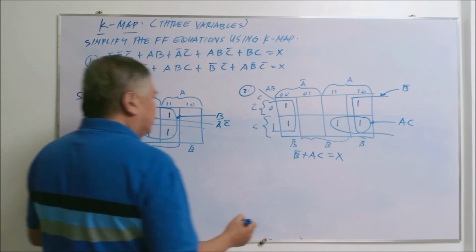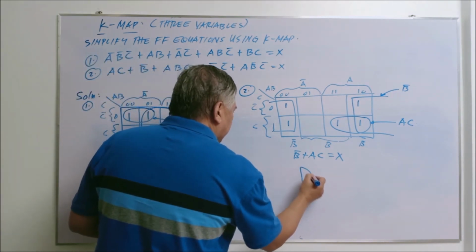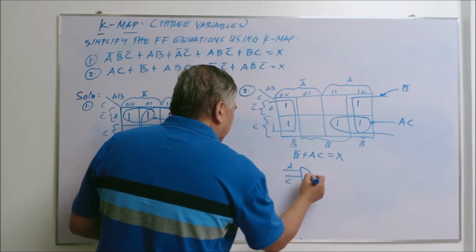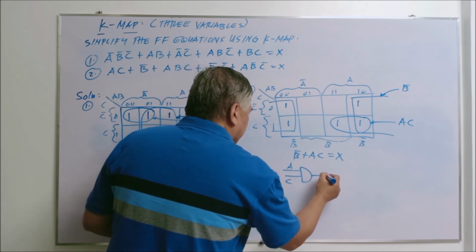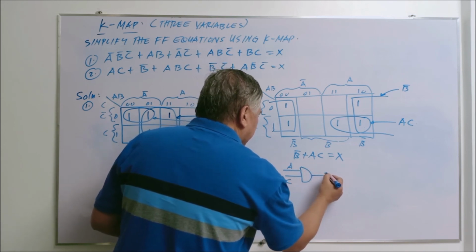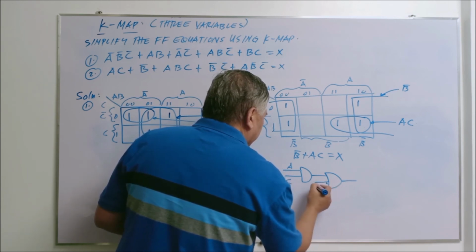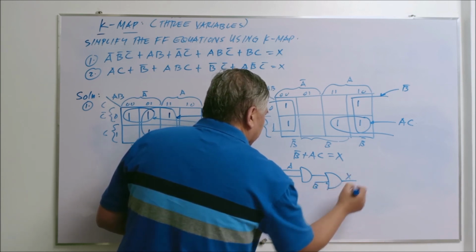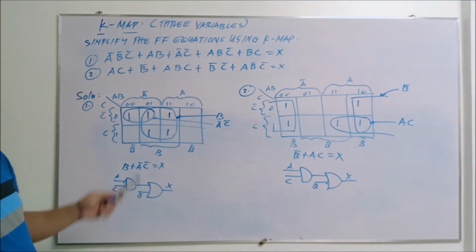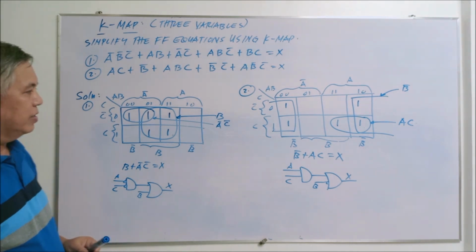So, our logic circuit will be, you have an AND gate with inputs A and C, and then we have B. So B is being ORed to AC. So we have here an OR gate, B complement, that is your X. So that will be our solution for this particular example.